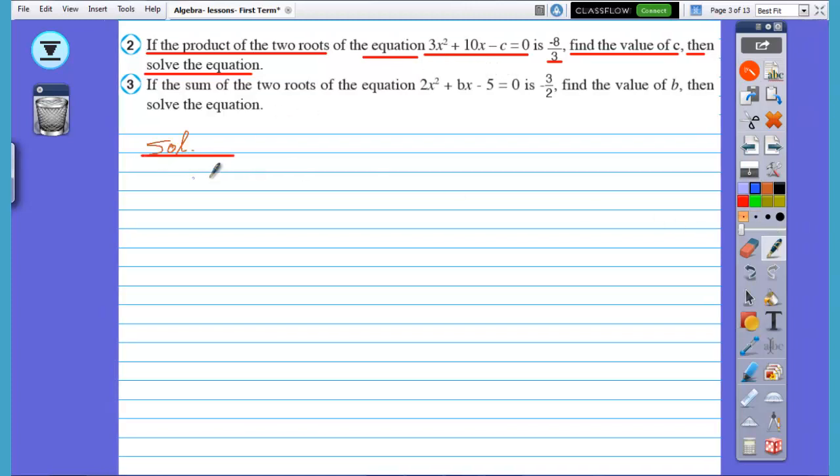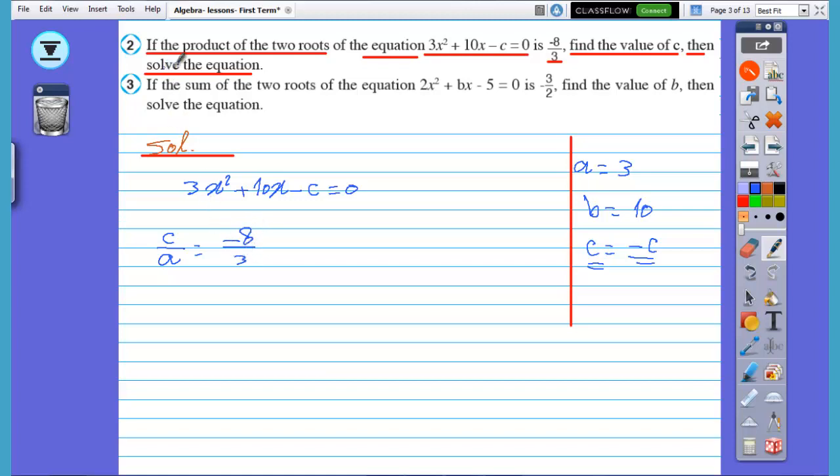So solution, we have 3x squared plus 10x minus c equals 0. And we have a equals 3 and b equals 10 and c equals -c. It is the absolute term equals -c. Okay, now from the given, the product of the two roots, it means c/a equals -8/3.